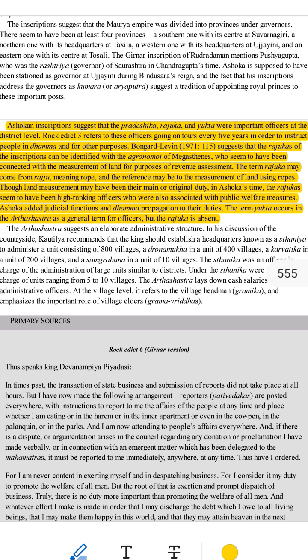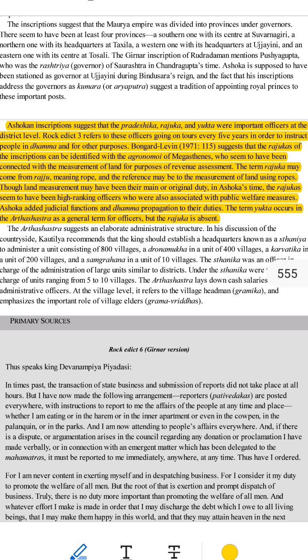4. Rajuka and agronomoi. A Greek traveller named Megasthenes visited India during Chandragupta Maurya's rule, Ashoka's grandfather. He talked about officers called agronomoi who also measured land. Some historians believe the Rajukas were similar to these agronomoi because both were in charge of measuring land and helping with taxes.